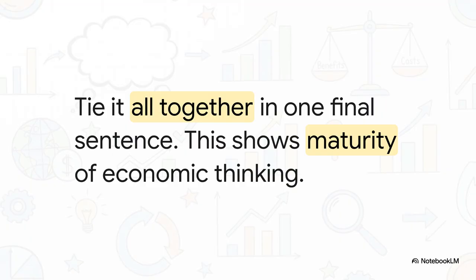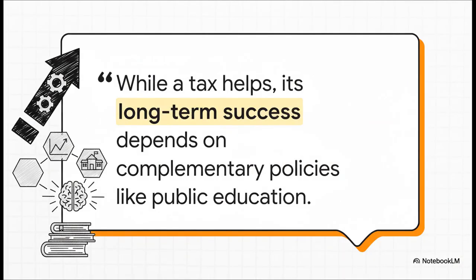And finally, the micro-conclusion. Now, this isn't about just repeating your first sentence. No way. This is your chance to tie everything together, your judgment, the conditions, the example, into one last mature sentence that shows a real depth of understanding. This is a fantastic example. It brings the main argument together, and then it looks forward, suggesting that, hey, this policy isn't the end of the story. It's part of a much bigger picture. This demonstrates a sophisticated level of economic thinking that graders are absolutely looking for.